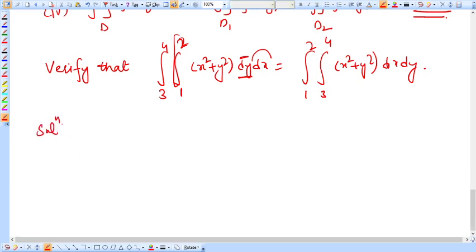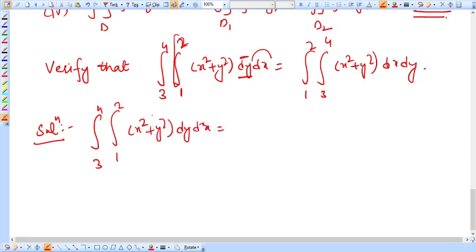So, solution. Firstly, you see the integration 3 to 4, 1 to 2 of x square plus y square dy dx, it is equal to what? The inside limit is the limit on y. So firstly we are going to calculate this integral. Leave it as it is for now; calculate what is inside the bracket.